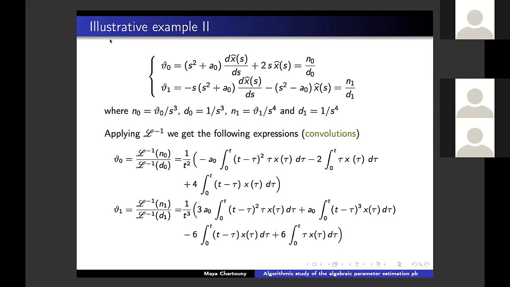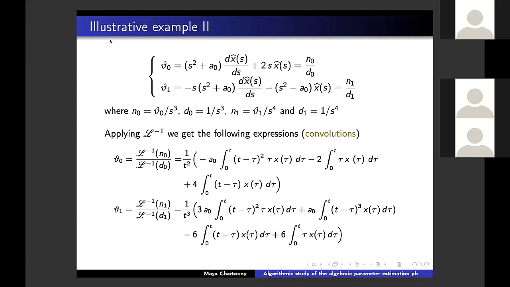So we rewrite V0 as N0 over D0 by dividing by the good power of s. So we have N0 here is equal to V0 over s cube, and D0 is equal to 1 over s cube. Same for V1. And then we apply L inverse to get the following expression that contains convolutions. And since V0 is a constant, we have that V0 is equal to L inverse of N0 over L inverse of D0. Same for V1.